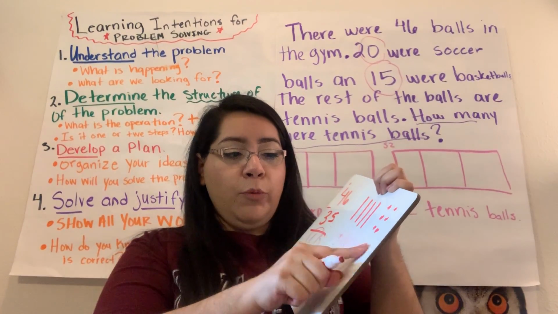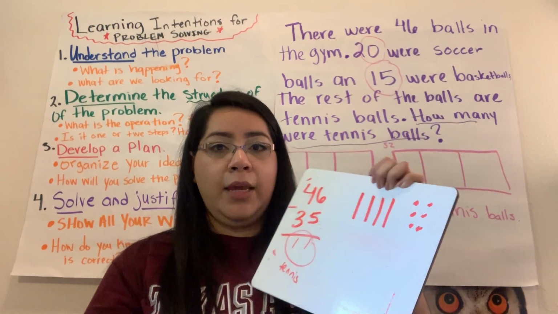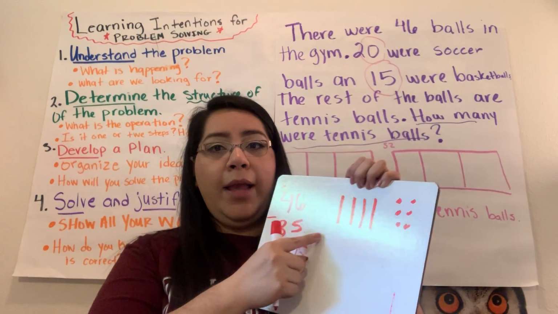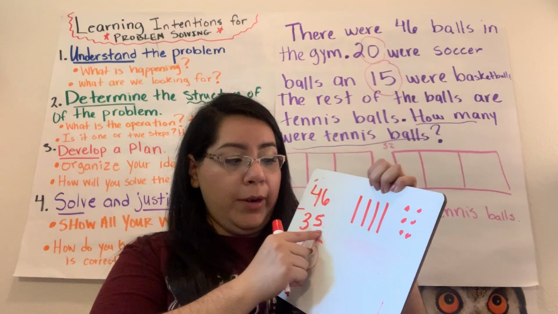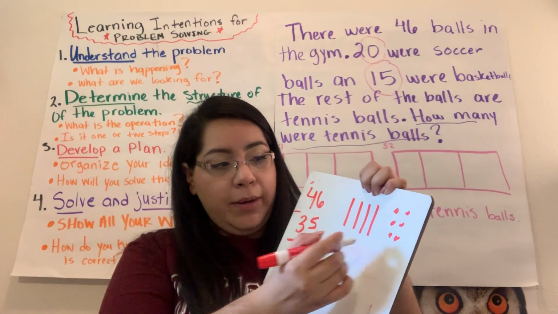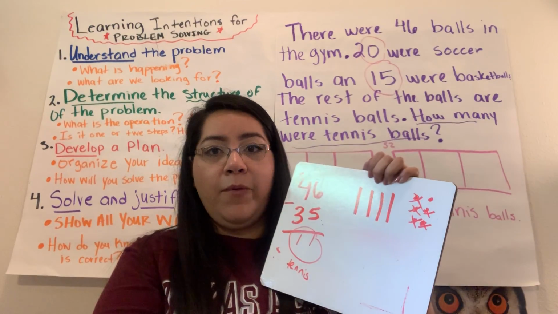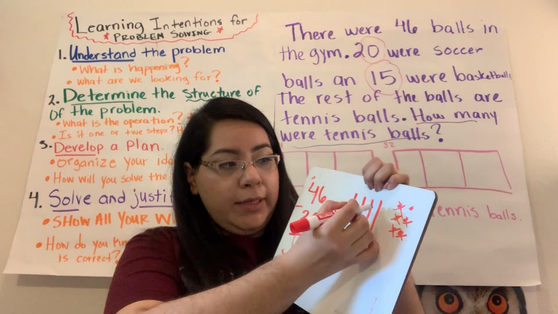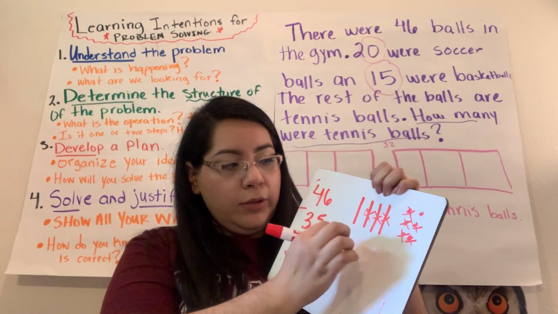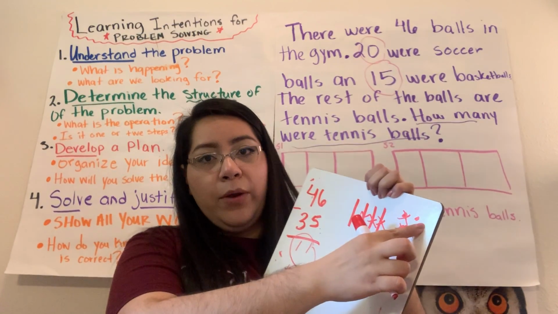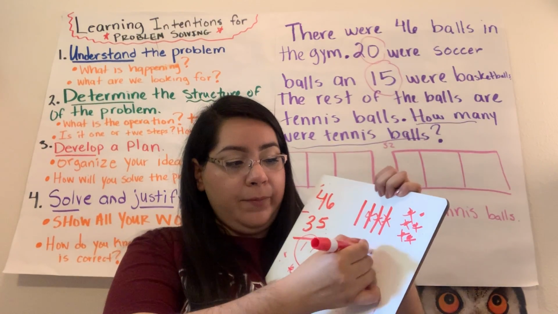Now, there's multiple ways to use place value blocks. You can put the top number and just X out the bottom number. So for the ones place, I'm going to take off 5: 1, 2, 3, 4, 5. So I only have 1 left. For the tens place, I'm going to take off 3: 1, 2, 3. So then I have 1 ten and 1 one. So that's your 11, okay?